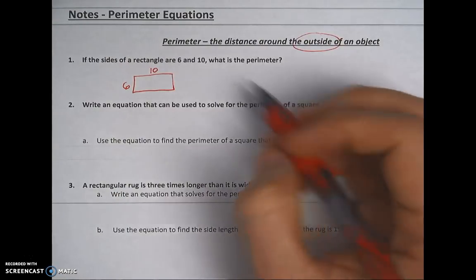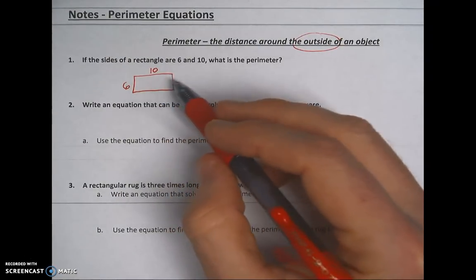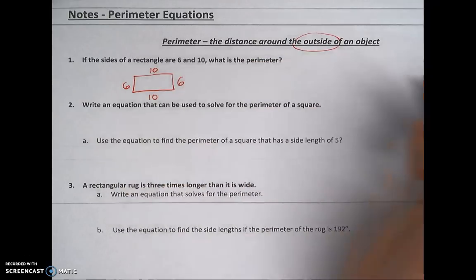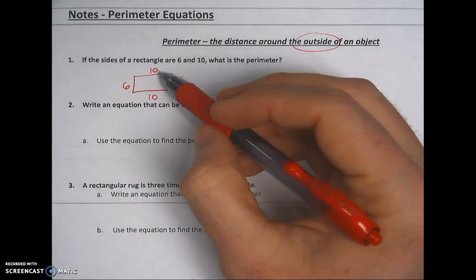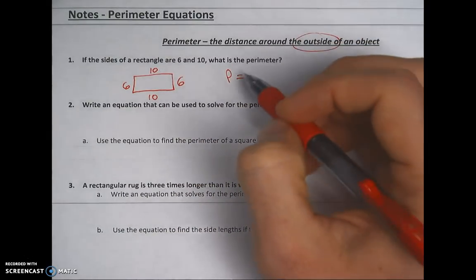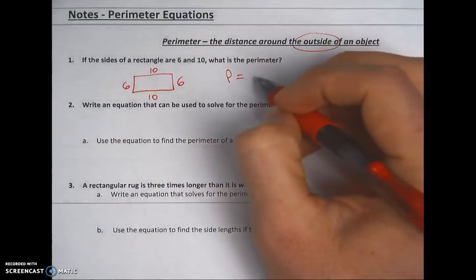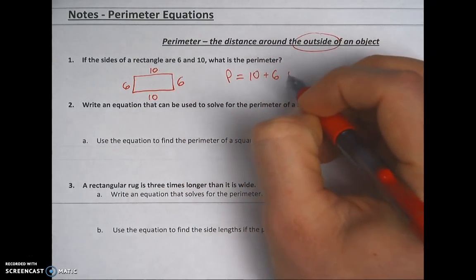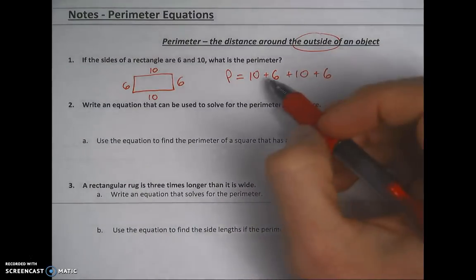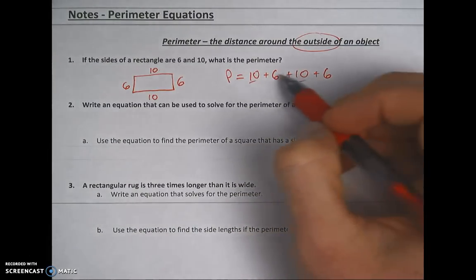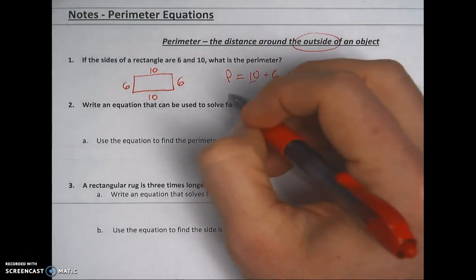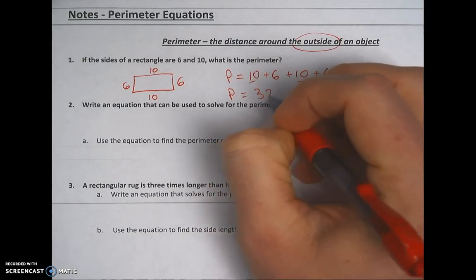And we know since it's a rectangle, if this side's 6, so is this side. And if this side's 10, so is this side. So if I'm going to find the perimeter, I'm going to add up all these sides. If I actually wanted to write it out, which you don't have to here, perimeter equals all the way around: 10 plus 6 plus 10 plus 6. Add them all up. If we grouped them together, we got 20, and 6 and 6 is 12. So the 20 and the 12 together, the perimeter here is 32.